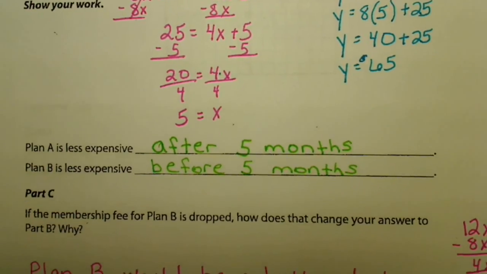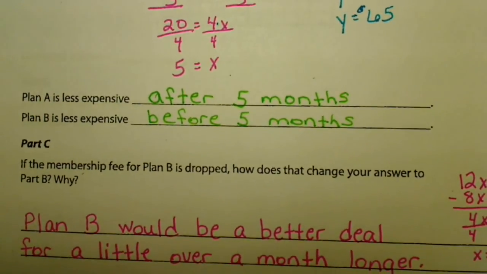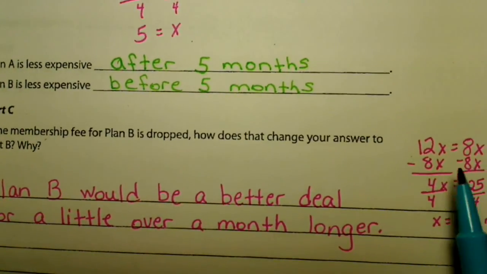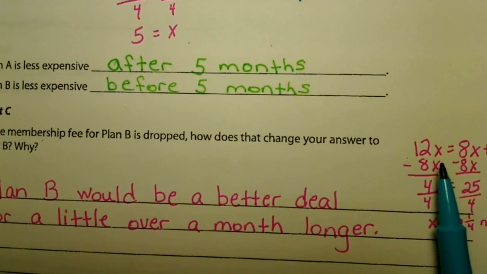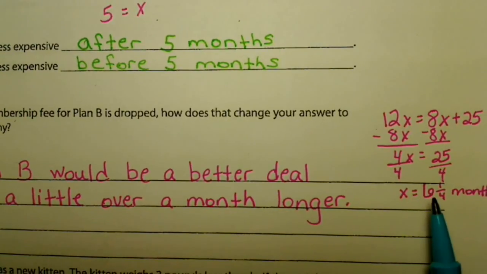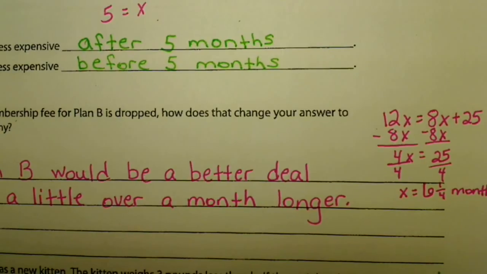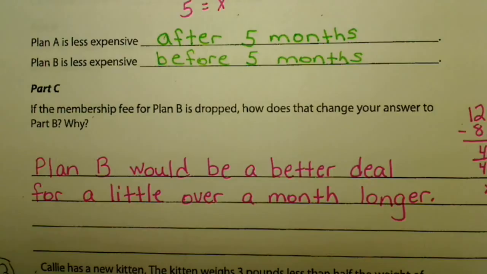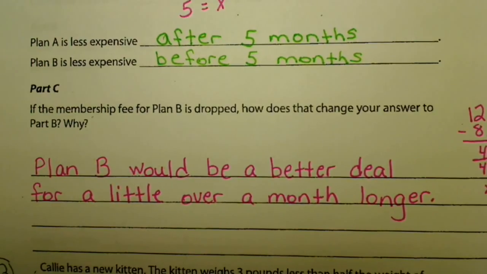Which is kind of what I did here. It said, if the membership fee for Plan B is dropped, how does that change your answer to Part B? Well, I just kind of went through and redid this problem and took out that $5 and found that they'd be the same cost at about 6 1/4 months. So Plan B would be a better deal for a little over a month longer. So longer than 5 months, it'd be at 6 months.